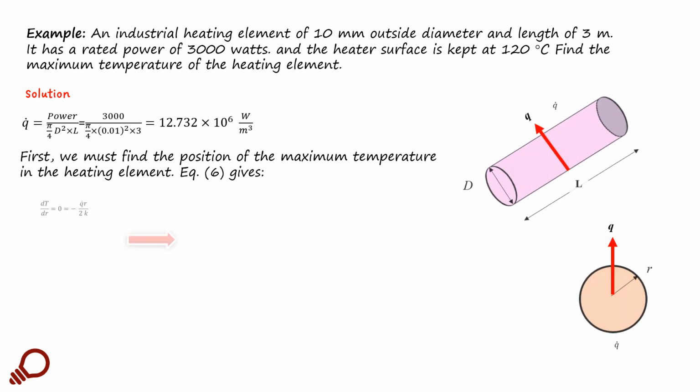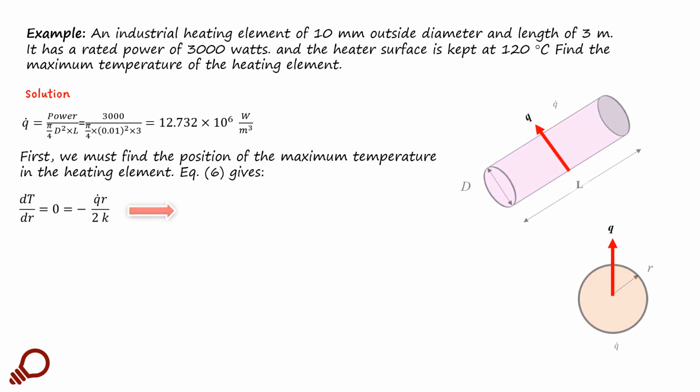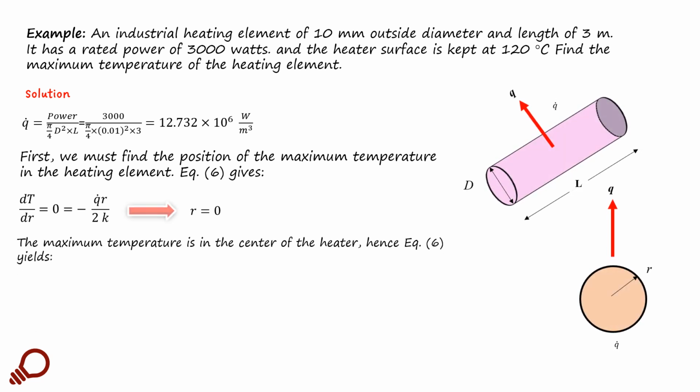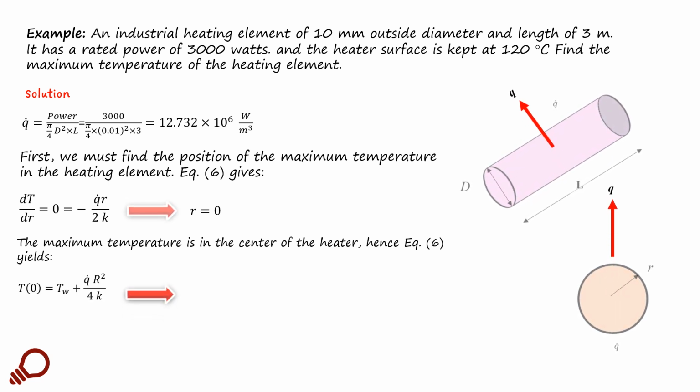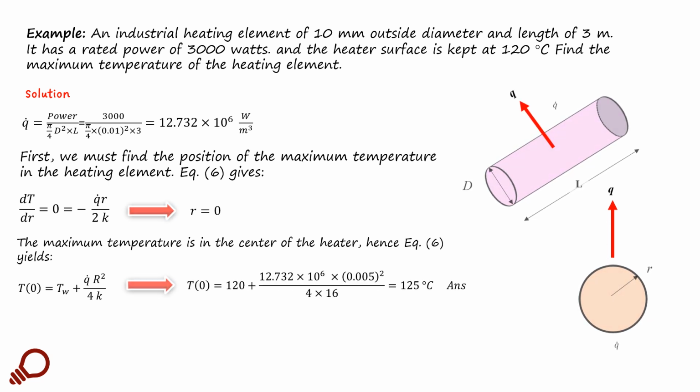If we use equation 6, dT by dr equal to 0, that means you have to equate the temperature gradient to 0, then you will get that r equal to 0, and that means the maximum temperature occurs at the center of the heating element. Then, if we take r equal to 0 in equation number 6, you have T naught equal to T sub W plus Q dot capital R squared divided by 4K. If we substitute these values for Q dot, the radius of the heating element and the thermal conductivity, then we will get 125 degrees Celsius, which is the final answer for this example.